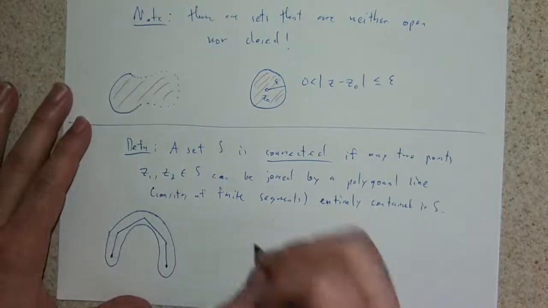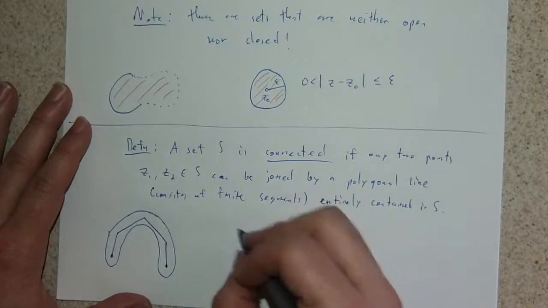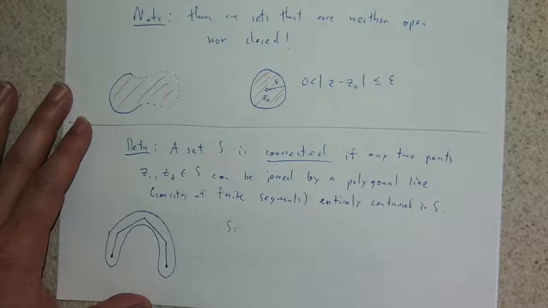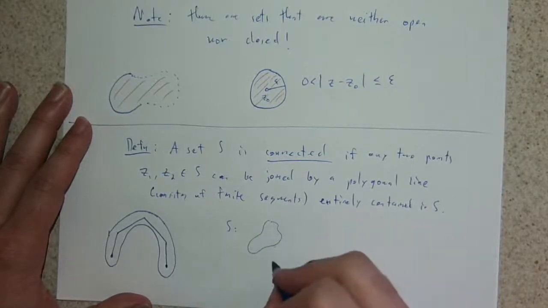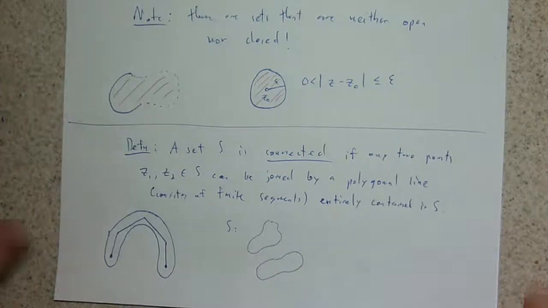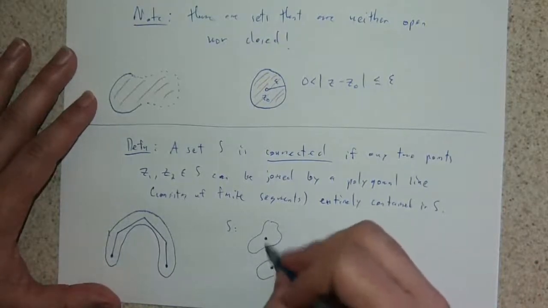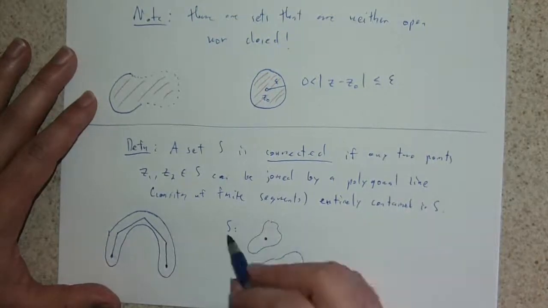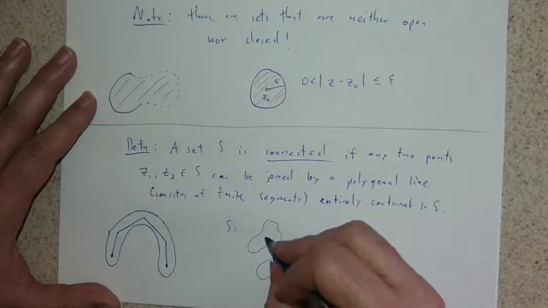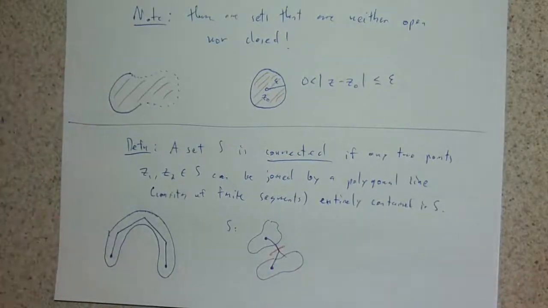Of course, if you took as your set S two disconnected regions, so maybe here's one and here's another, then if I take a point here and a point here, I cannot join these two points in a way that would consist of a polygonal line entirely contained in S. It would have to go outside of S, and that's no good. So that S is disconnected.